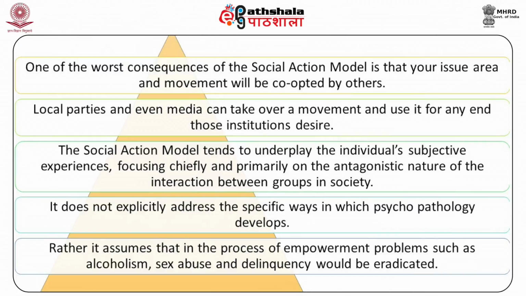One of the worst consequences of the social action model is that your issue area and movement will be co-opted by others. Local parties and even media can take over a movement and use it for any ends those institutions desire. The social action model tends to underplay the individual's subjective experiences, focusing chiefly and primarily on the antagonistic nature of the interaction between groups in a society. It does not explicitly address the specific ways in which psychopathology develops. Rather, it assumes that in the process of empowerment, problems such as alcoholism, sex abuse, and delinquency should be eradicated.